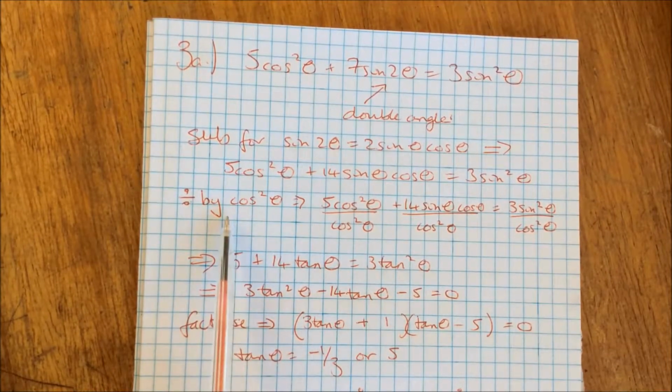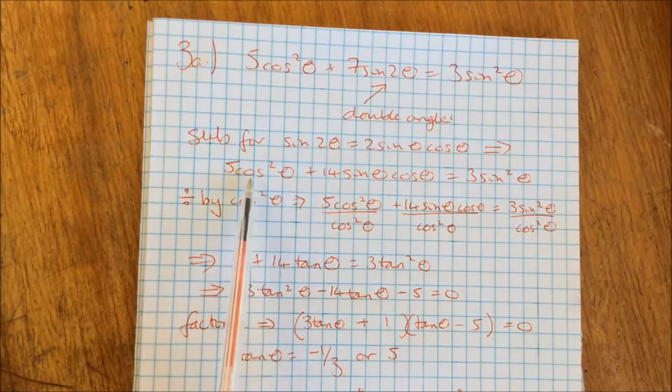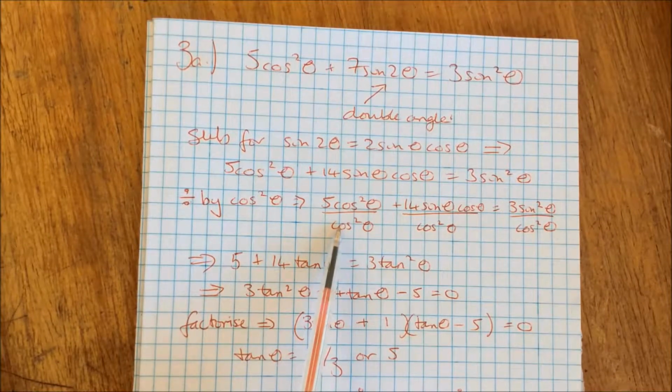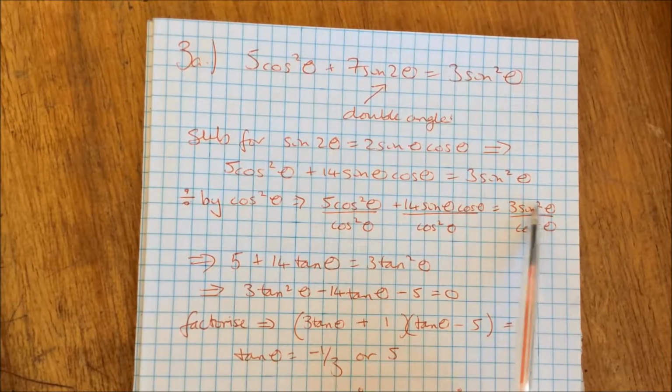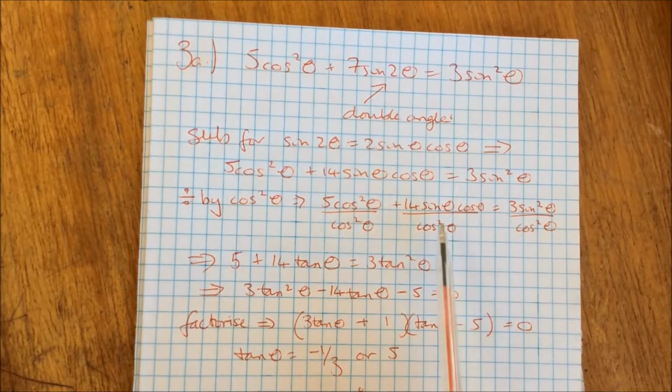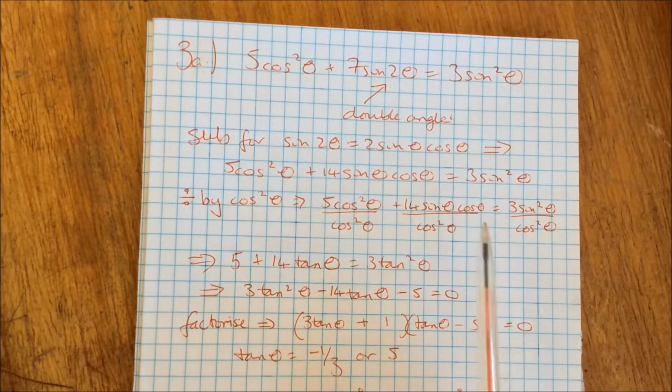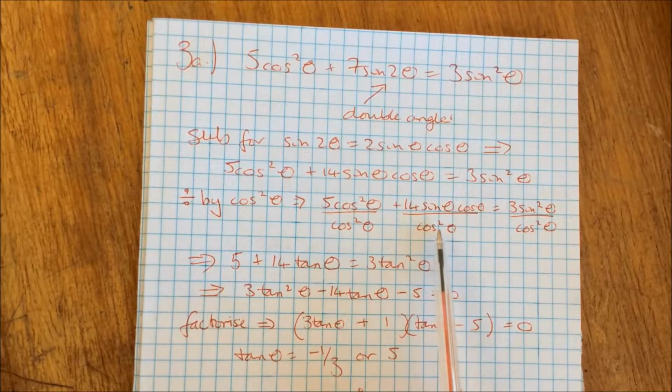So I thought let's divide by cos squared theta. This one will disappear. This one will become tan squared. Sine squared over cos squared is tan squared. This one here, that cos will cancel with one of these cosines to leave a sine over cos, which is tan. So it works out quite nicely, and it just comes all the way down to 5 plus 14 tan theta equals 3 tan squared theta. Rearrange it to get in the quadratic form. 3 tan squared theta minus 14 tan theta minus 5 equals 0.